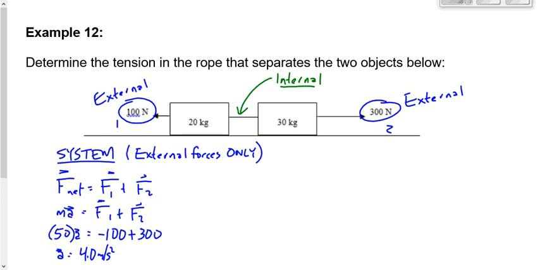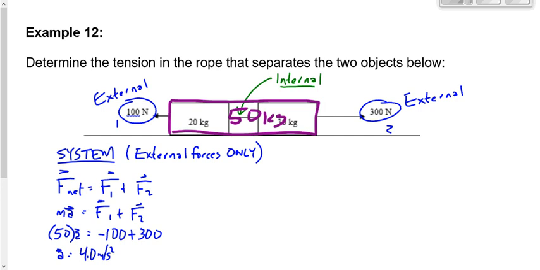Look, the way we just solved this problem was as if the 20 kilogram and 30 kilogram mass were one object that weighed 50 kilograms. Does that make sense? You want to analyze the motion of a semi-truck. You don't analyze the back of the truck separately from the front of the truck, right? You analyze everything together as if it's one. That's what we just did.